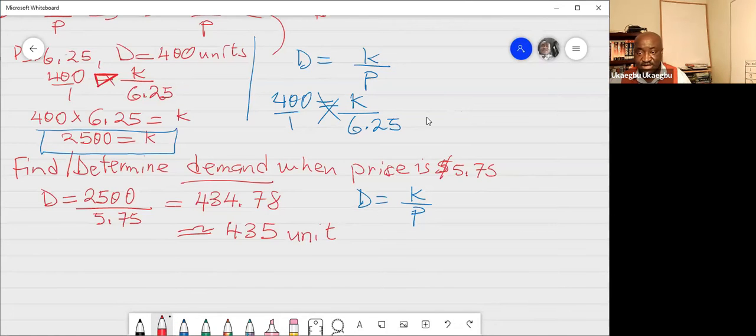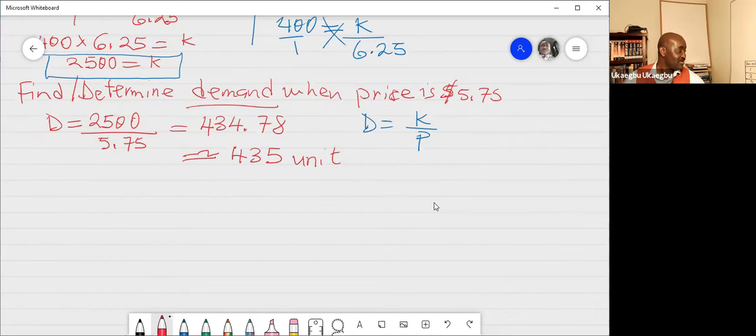Now, there's another type of variation which is called combined variation. And combined variation, as its name implies, combines both the direct and inverse variation. Gauss' law is a perfect example where direct variation and inverse variation are applied at the same time.